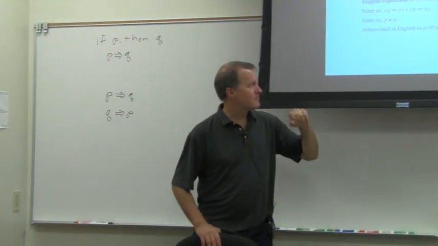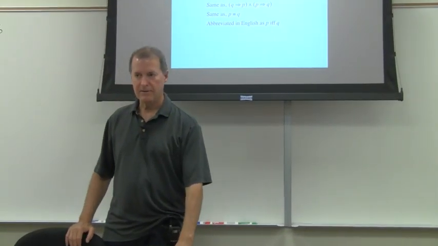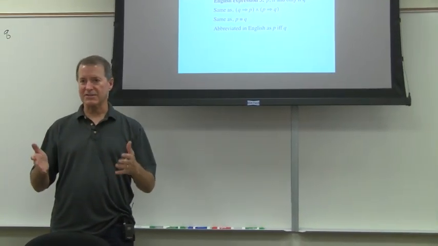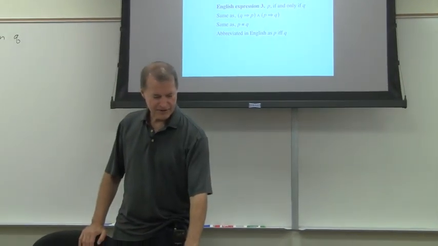And by the way, have you ever seen "iff" with two F's? That "iff" with two F's is an abbreviation for "if and only if." Frequently in math, that's a very common term. It means if and only if, and it means P implies Q and Q implies P. In other words, it means equivalence. Equivalence is the same thing as if and only if. Is everybody clear on this? Are we good? Okay.